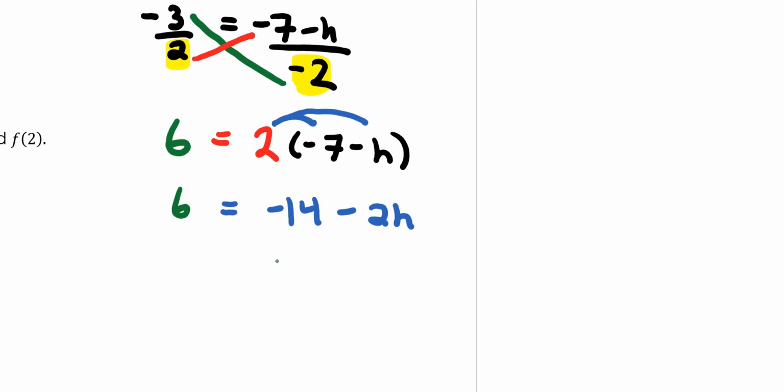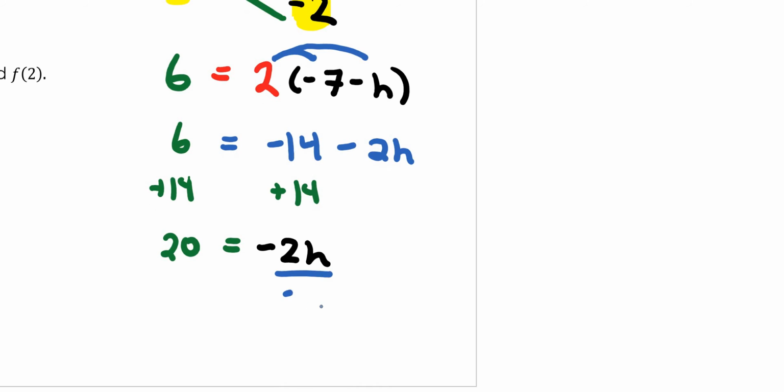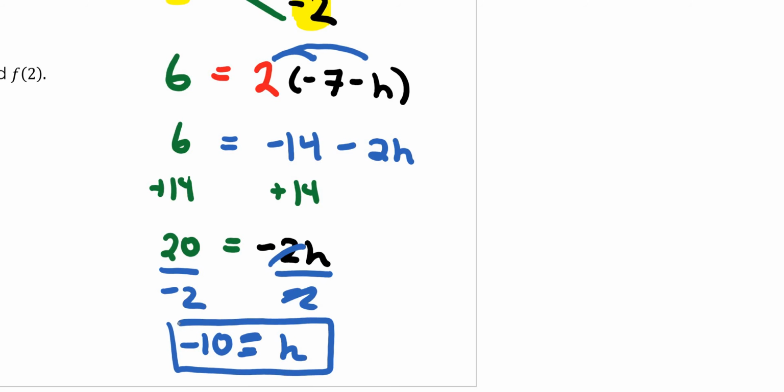All right, and then we can add 14 to both sides. So 6 plus 14 is going to be 20, equals -2h. And then I can divide both sides by -2. And if I do that, that cancels off, and the h value equals -10. All right, so that's it for question number 7 there. There are some similar problems from the Chapter 4 review guide as well.